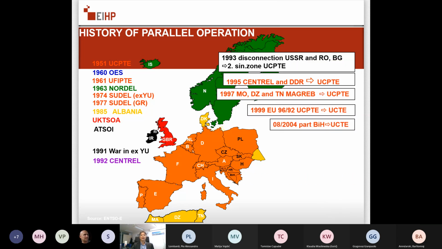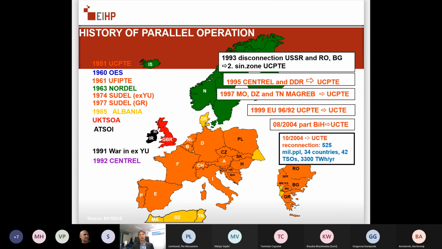And then we waited until 2004. In 2004, the reconnection of the eastern part of Europe to the main western part of the system started, firstly with part of Bosnia and Herzegovina. And then the rest of the region was connected back to UCTE, to the rest of Europe. So that was just 15, 16 years ago. That was not a long time ago.